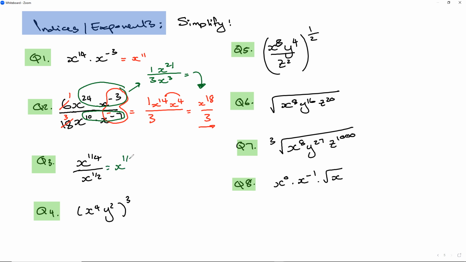X to the power of a quarter minus a half. We want to express our powers as, it'll be negative a quarter, by the way, but we want to express it as a positive power. So we put it back into the denominator and we keep it positive. The next one, we take 3, multiply it into the bracket twice. X to the power of 12, y to the power of 6.